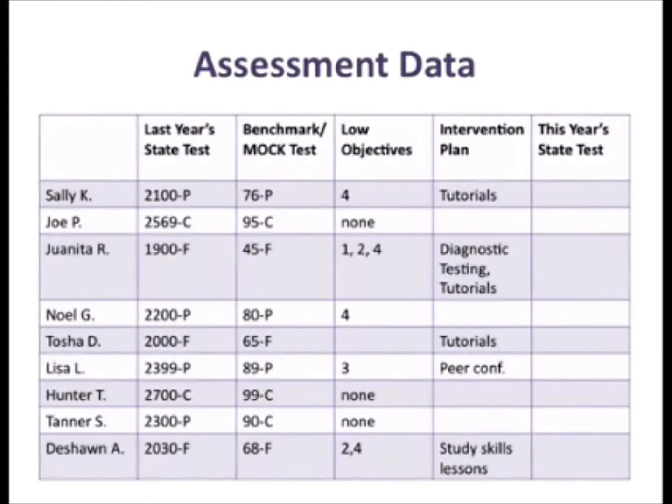I typically will have the students' names at the beginning of the year, look up what they made on their state test for the last year. Then when you have your benchmark, put the benchmark grade in, note the objectives they need to work on, and then use that knowledge when you actually do your interventions. Whether it's peer tutoring, tutorials, just helping them with study skills or whatever it may be.